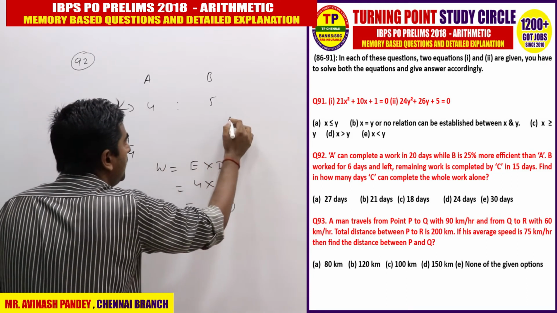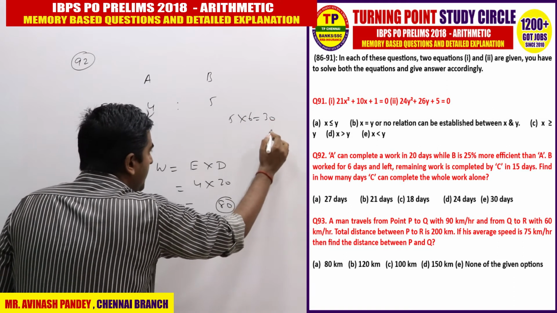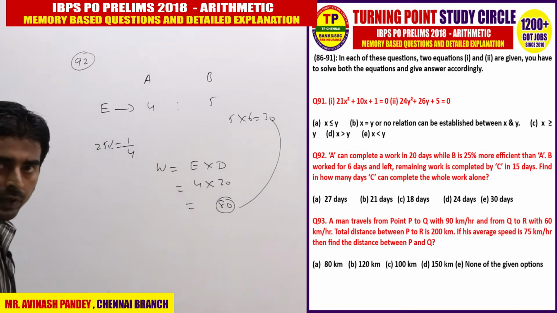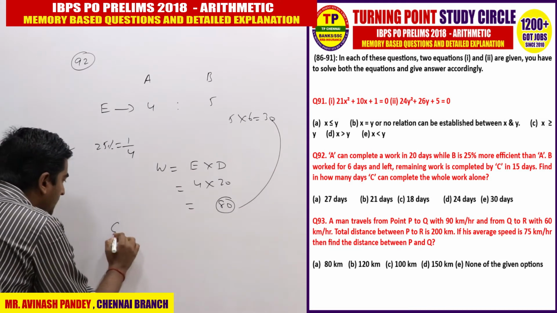6 days, how much will B do? 5 into 6, which is nothing but 30. Remaining is how much? 50. Now who will do the 50? C will complete these 50 units in 50 days. Per day, how much will C do?